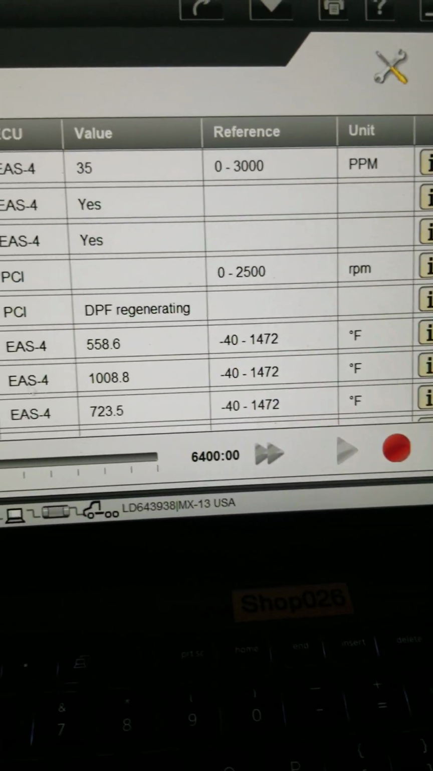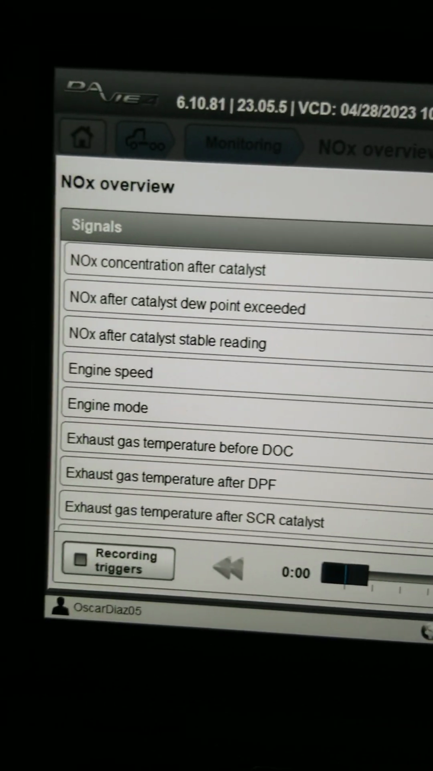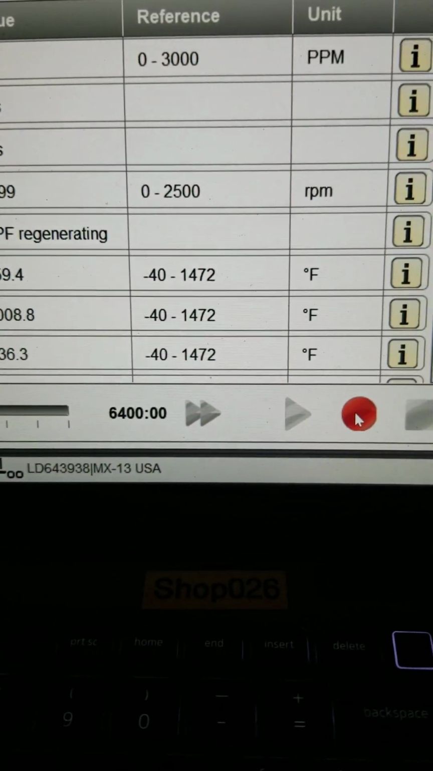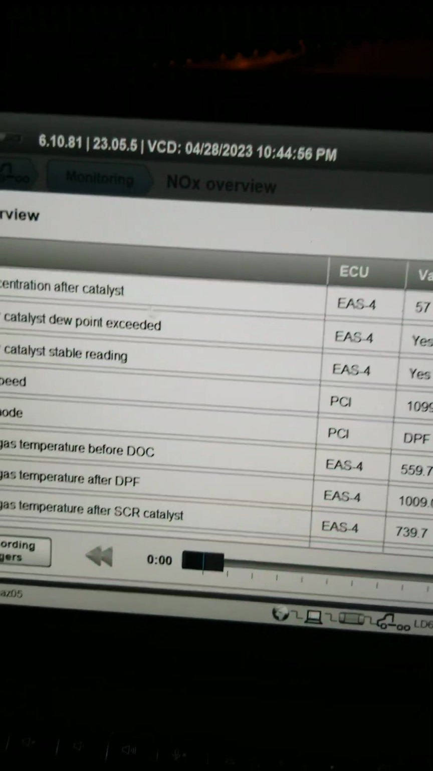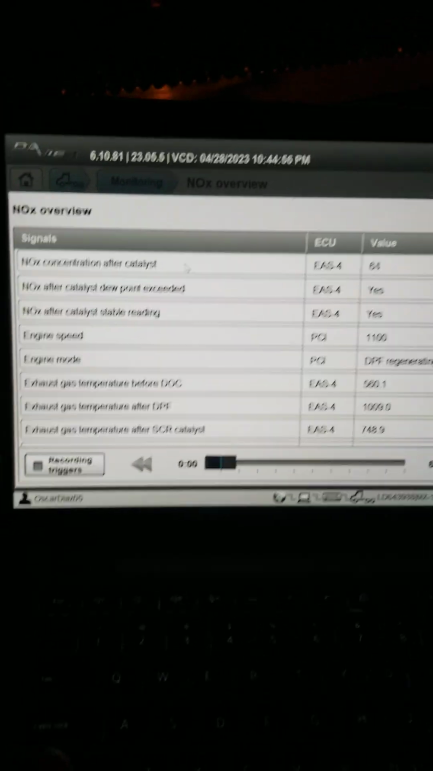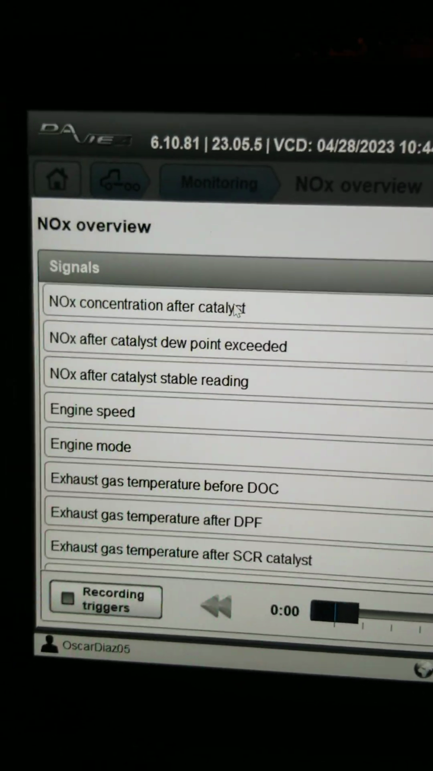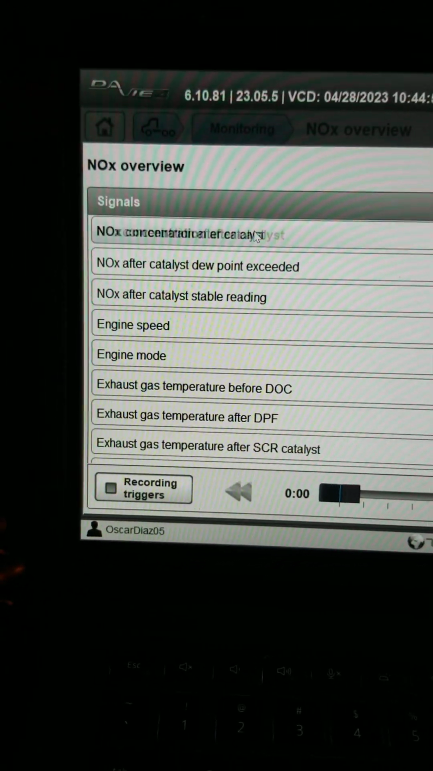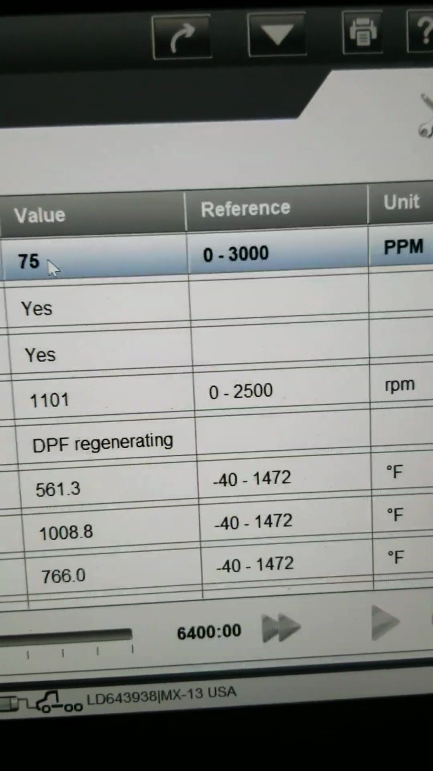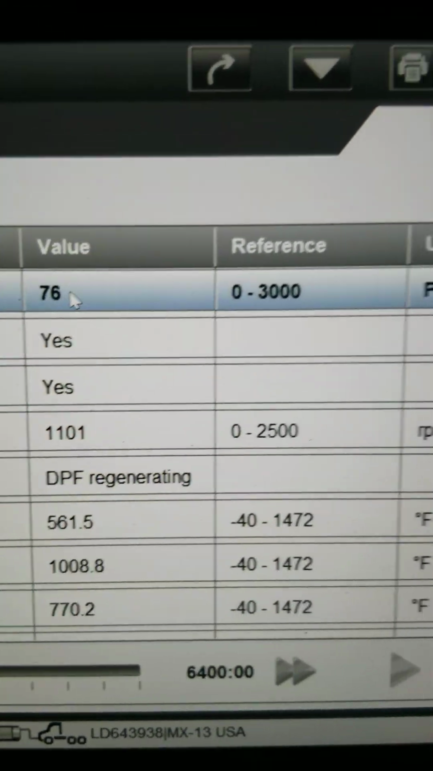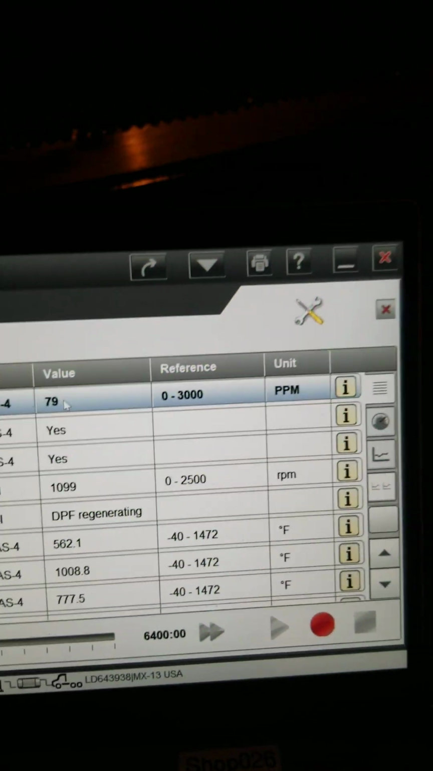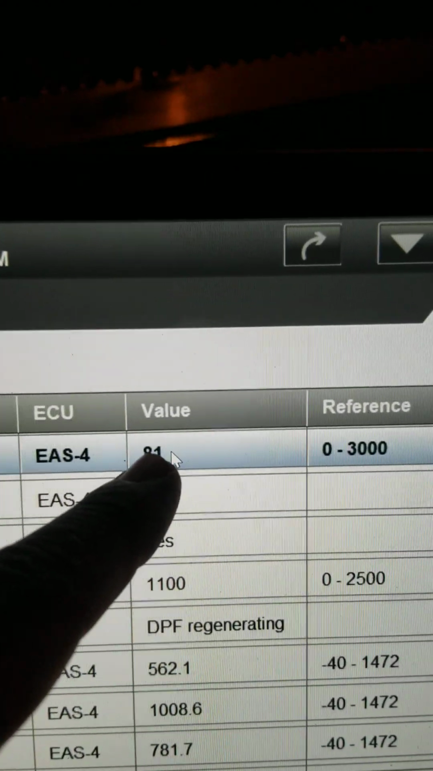You view the monitor, and you can even record these values by pressing over here. You can start recording, go ahead and do other stuff, and then go back and see those values anytime. So basically, what I always do when I'm doing a regen is concentrate on the NOx concentration after catalyst, which right now is 76 ppm. I think it's parts per million, something like that, but that's the amount of ash coming out of the system.